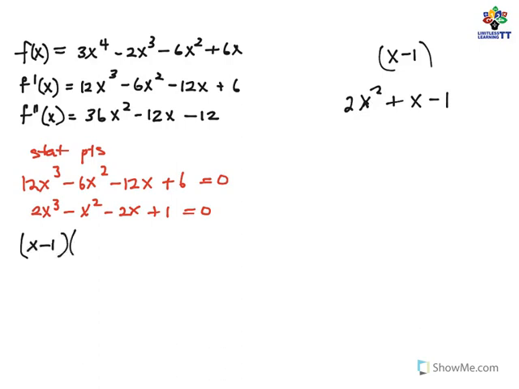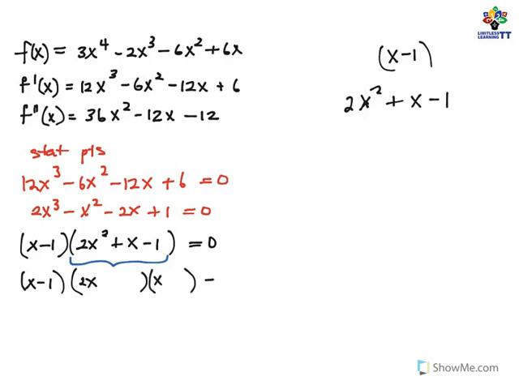X minus 1 multiplied by 2x squared plus x minus 1 is going to give me 0. And now that I have a quadratic equation, I can further break this down into 2 factors. The 2 factors that are going to work are 2x and x, plus 1 and minus 1, right? And it needs to make sense because 2x by x will give me back 2x squared.